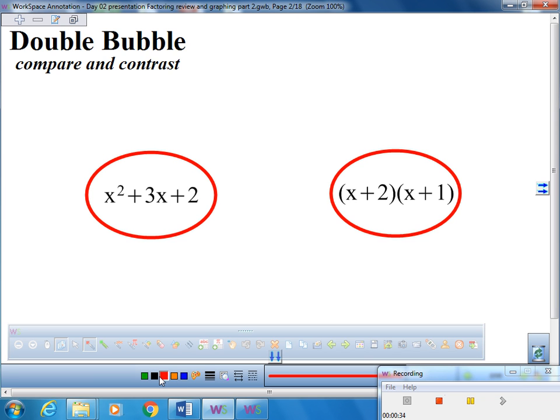Okay, well, let's see. I could either multiply this one, so I have an x times an x is x squared, and then I have a 2 times a 1, which is positive 2. And then in order to get my middle term, I have to multiply the inners, which is 2x, and the outers, which is positive x. So it's x squared plus 3x plus 2. So they are the same. Or I could have factored this one, right? So basically they are the same equation.